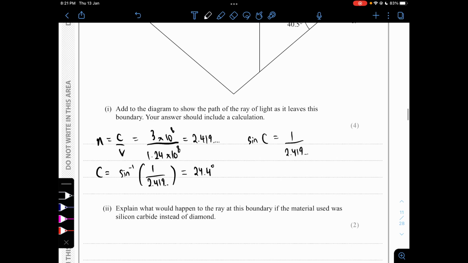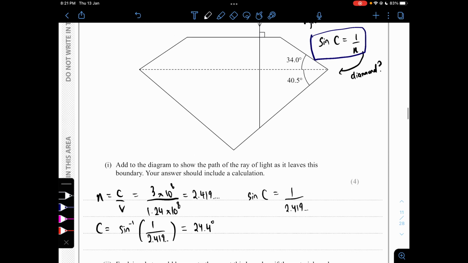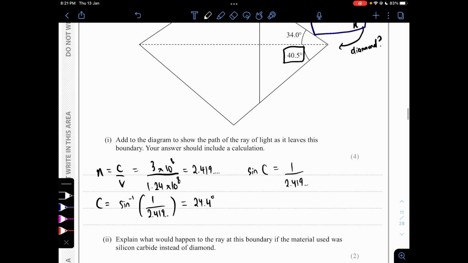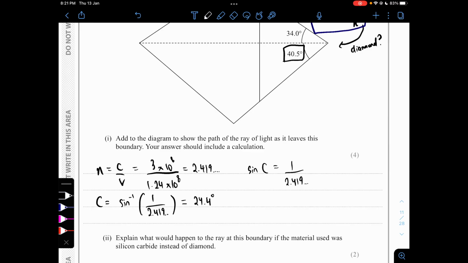We need to say something, right? This is the angle we are referring to. This is the incidence angle. We need to look at it. We need to see if it's less than it or greater than it. We can say that since 40.5 is greater than 24.4 degrees, it does totally internally reflect.